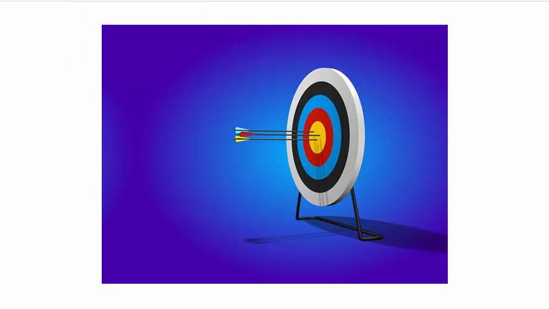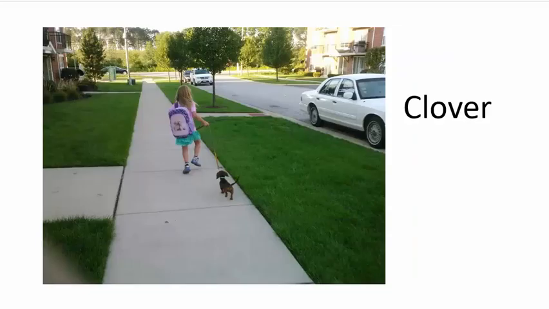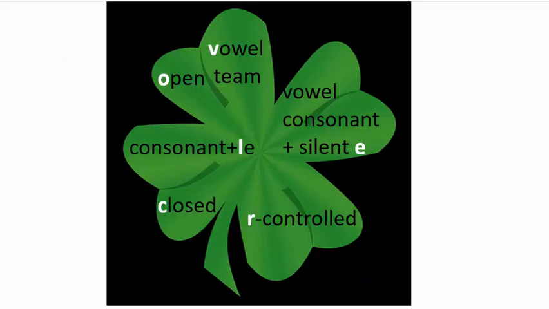Let's try to have the 7 syllable types stick in your memory. Maybe a mnemonic will help. Here's an old photo. The dachshund in the picture is my dog Clover. Let's use the word Clover to help us remember the syllable types. The leaves of this clover have the letters CLOVER in bold white font. This stands for closed, consonant LE, open, vowel team, vowel consonant silent E, and R controlled. This helps us remember 6 syllable types.